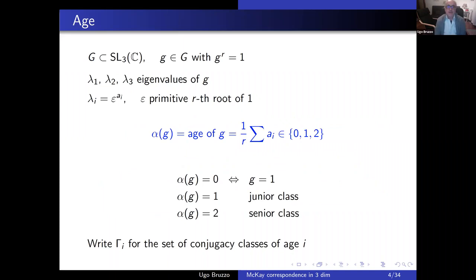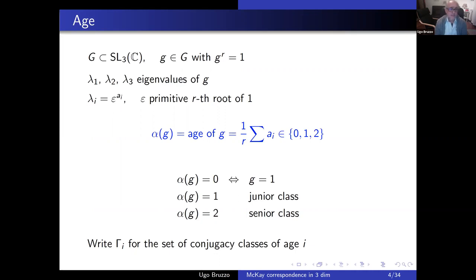A key notion in this theory is the notion of age. If G is our group, every element in the group has some finite order r, and you are representing G into SL3C. By the way, the choice of SL3C is also because in that way, the singularities that you get are Gorenstein.